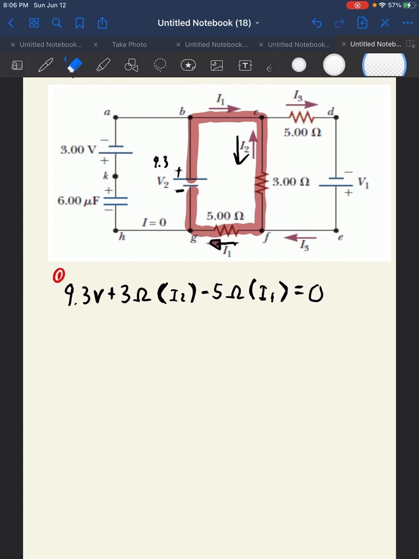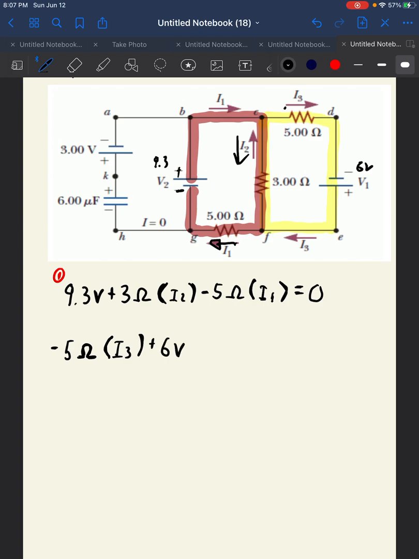Let's make another equation real quick. I will highlight our next loop in yellow. Here we go. This is already given to us. V1 is 6 volts. Starting at I3 up here, we are going in the same direction as I3. So that would be negative 5 ohms times I3. And then that would be plus 6 volts.